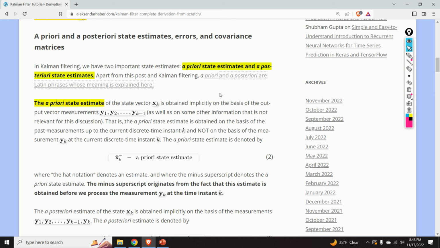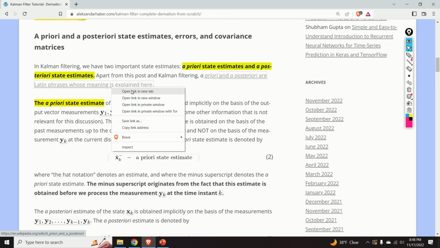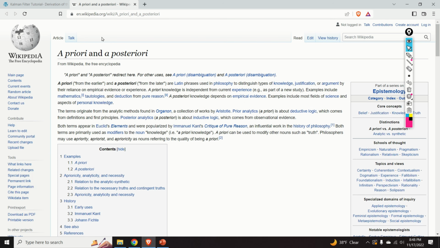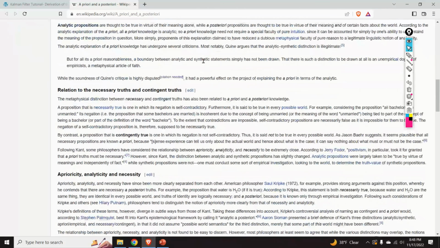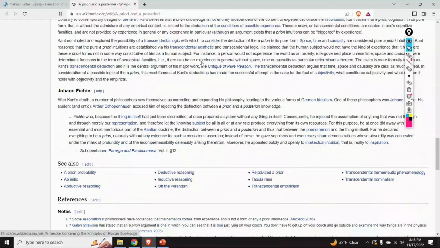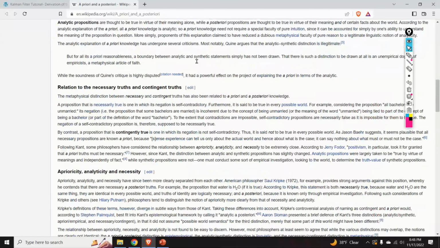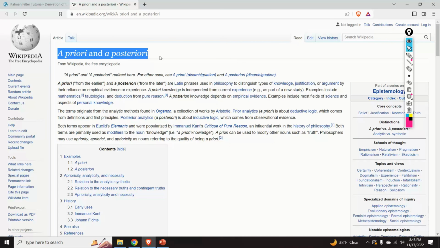Apart from this YouTube video and Kalman filtering, a priori and a posteriori are Latin phrases whose meaning can be understood by reading this Wikipedia page. So if these two terms are new for you, my advice is to read this Wikipedia page and you will learn a lot about these two phrases that are used widely in science and philosophy.